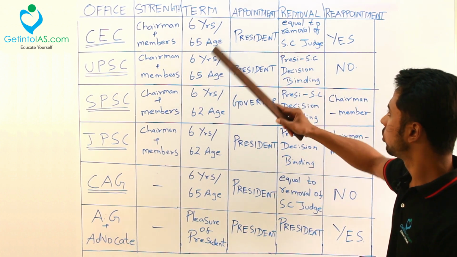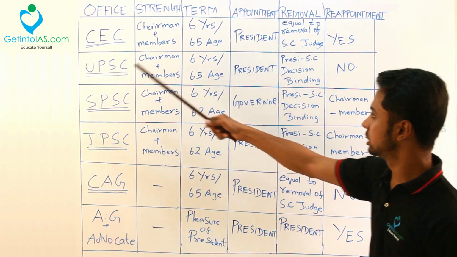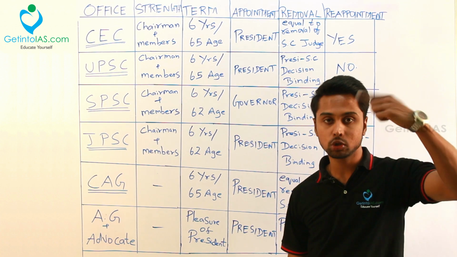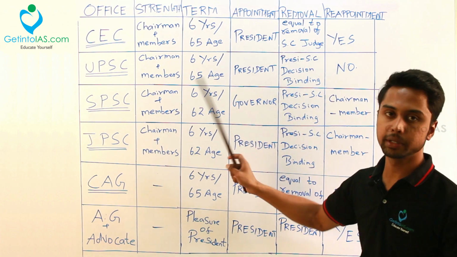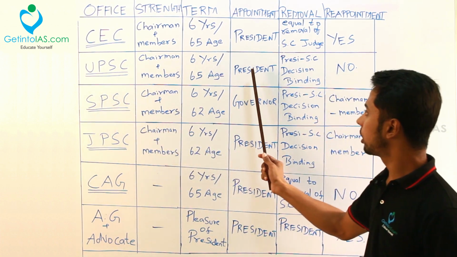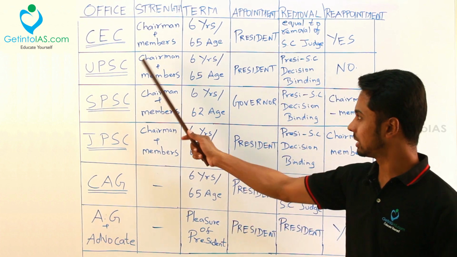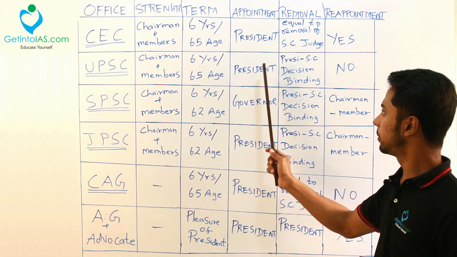Next, about the appointment. Who is going to appoint those bodies? Okay, it is by the President with respect to Chief Election Commissioner. Both your Chief Election Commissioner and the two other election commissioners, these three are appointed by your President only. Okay, appointment is by the President. UPSC also, the appointment is by the President. Both the chairman and the members are appointed by the President. Okay, the strength is also fixed by the President, and he is also appointed by the President.